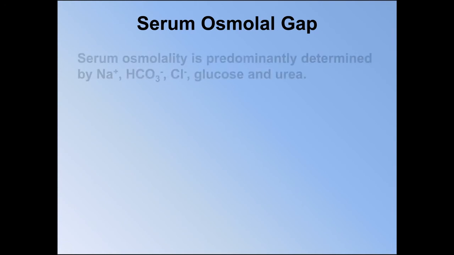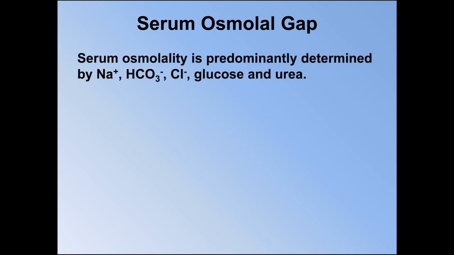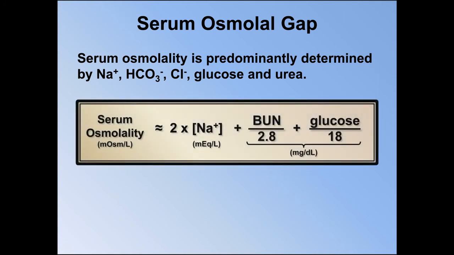Before we leave the topic of toxic alcohols, I should discuss the serum osmolar gap, which is frequently used to identify the presence of these compounds. Serum osmolality is predominantly determined by sodium, bicarbonate, chloride, glucose, and urea. It can be estimated by taking 2 times the serum sodium and adding the BUN in milligrams per deciliter divided by 2.8 and the glucose in milligrams per deciliter divided by 18.